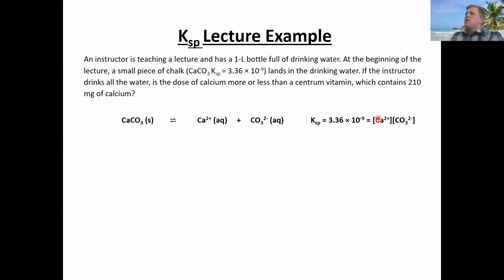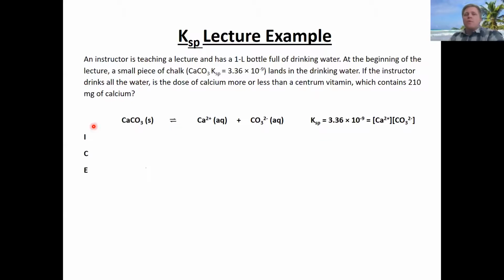So what we're looking for is figuring out the equilibrium concentrations of the calcium and carbonate ions. And we set that equal to KSP, which we know from our question has a value of 3.36 times 10 to the negative 9. The next thing we need to do is set up an ICE table.